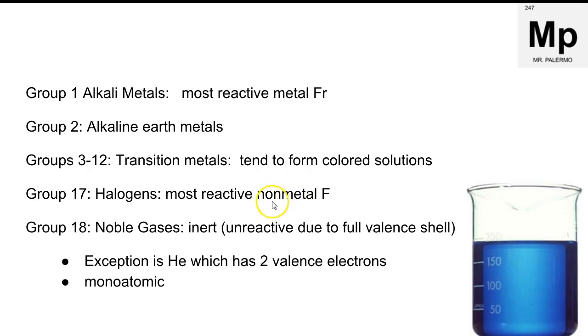Group 17 are the halogens. These include fluorine and chlorine and bromine. The most reactive nonmetal is in the halogen group, and that is fluorine.